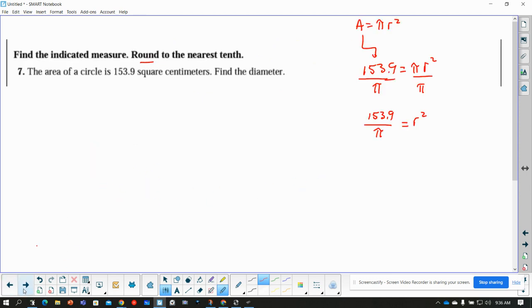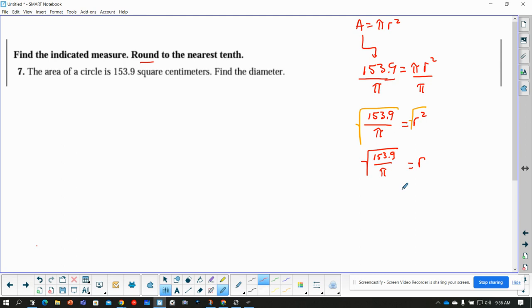So let's go back. So here we have a squared with this r. How are we going to get rid of it? Well, Mr. Harmless, you just told us we would do the square root. That is correct. We're going to do the square root of both sides. And on this side, the square root of that r squared is just r. That's what I was trying to find. And on this side, we have this big ugly number, the square root of 153.9 divided by pi. And you go, well, that's ugly and terrible.